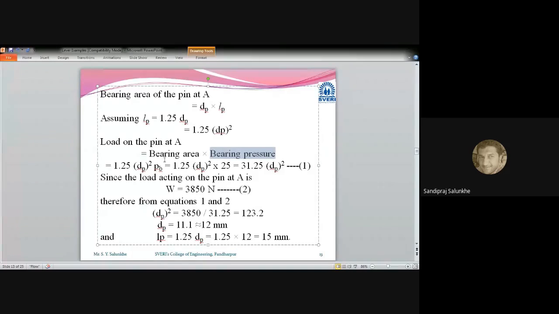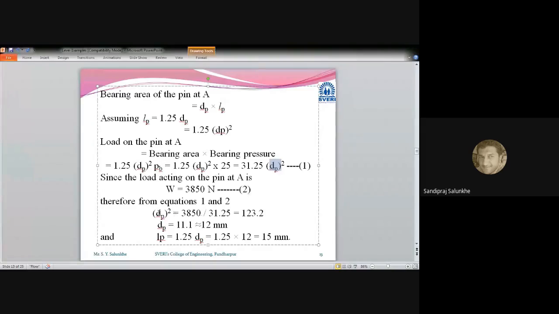So from that I have calculated the area as 1.25 dp square. So I put the value of this area. Bearing pressure is 25. That's why the load at point A on the pin is equal to 31.25 dp square. But I already know the load, that load is equal to W, and that W is equal to 3850 Newton. So I'm going to equate equation number 1 and equation number 2. And that's why this W, that is 3850, is equal to 31.25 dp square.